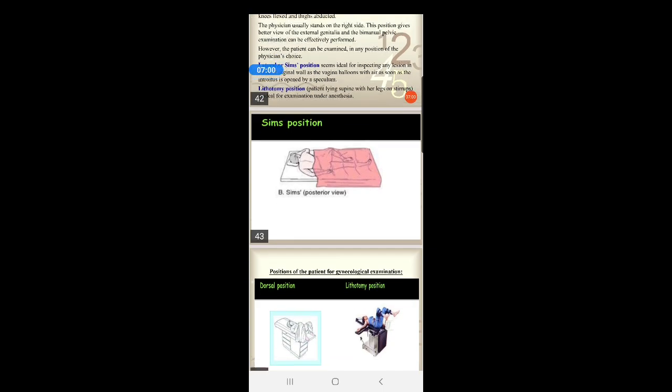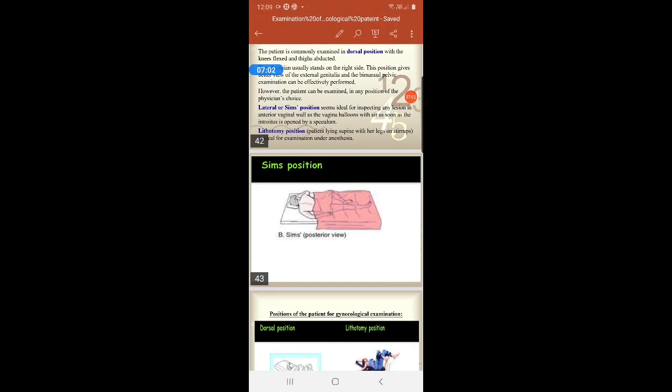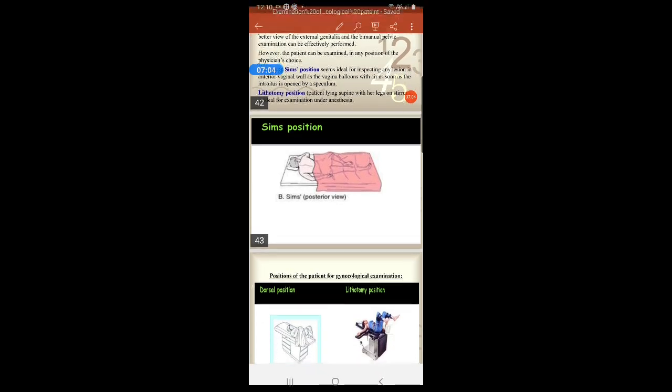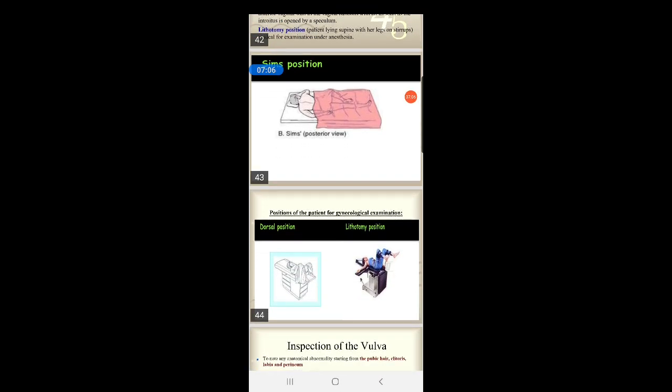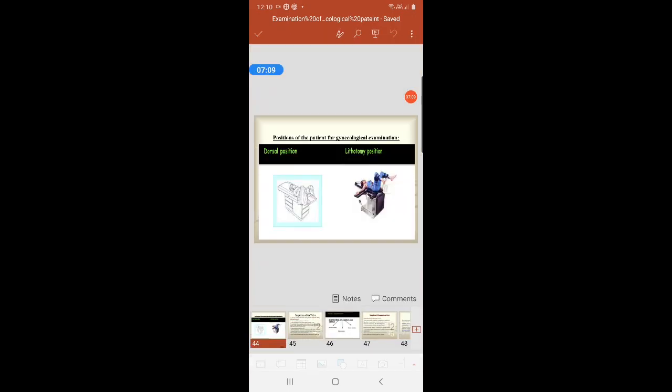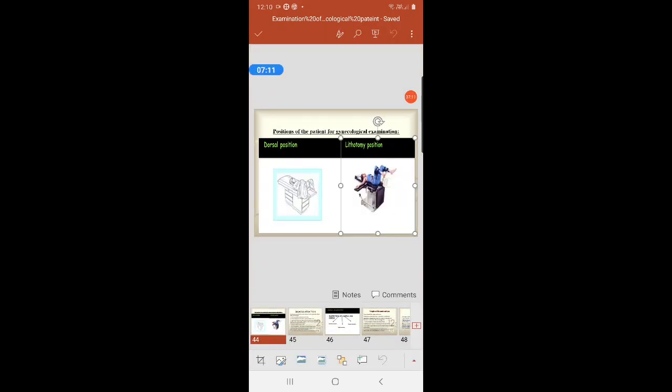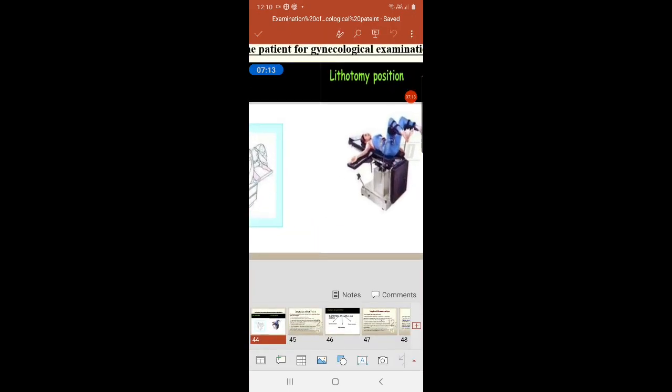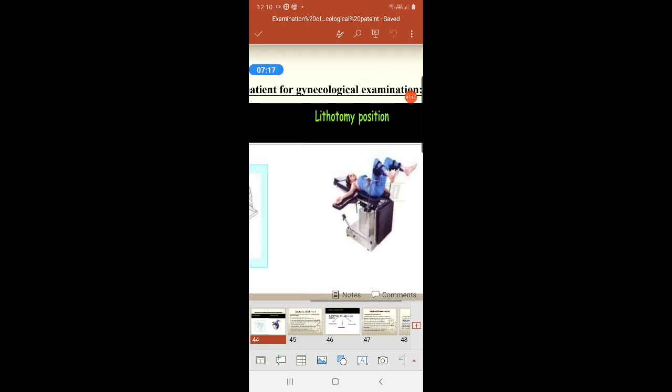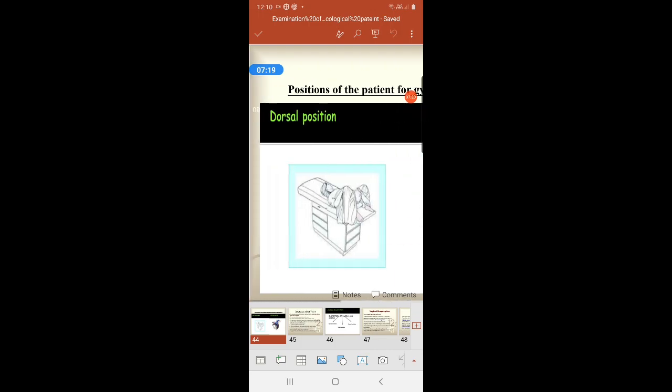Next is the lithotomy position, that is, a patient lying supine with her legs on the stirrups, which is ideal for examination under anesthesia. So this is the lithotomy position. It is the most preferable position in cases of performing any vaginal surgery or any vaginal procedure. So this is the lithotomy position, and this is the dorsal position.